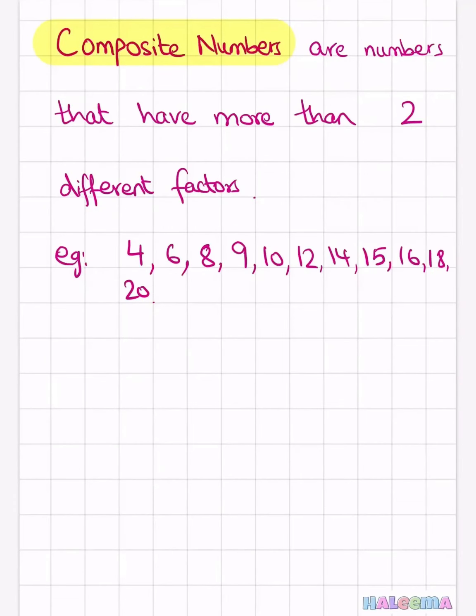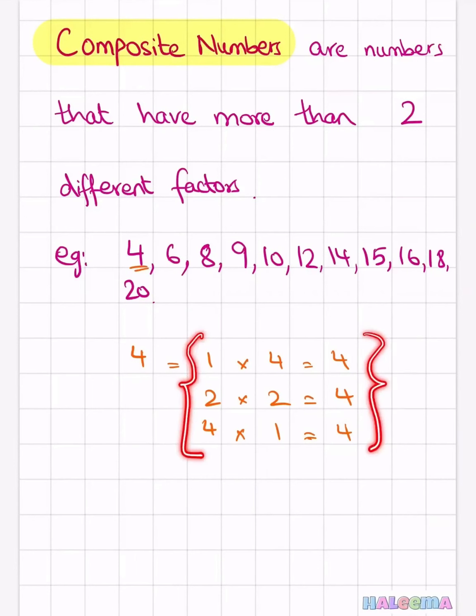Moving on to composite numbers, these are numbers that have more than 2 different factors. Let's take 4 as an example, okay? 1 times 4 is 4, 2 times 2 is 4, 4 times 1 is 4. So see, 4 has more than 2 factors, so it is a composite number.